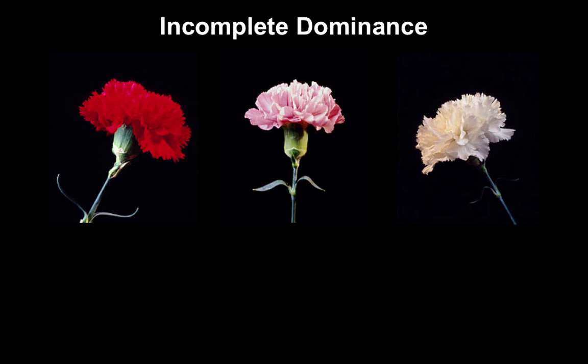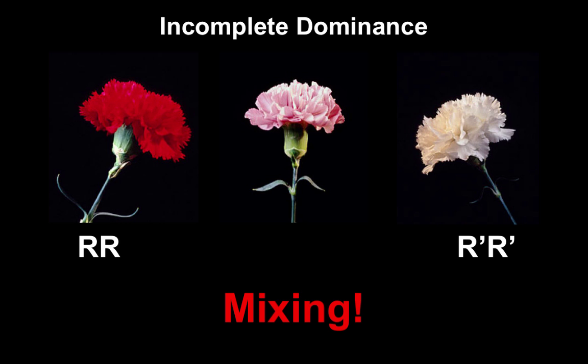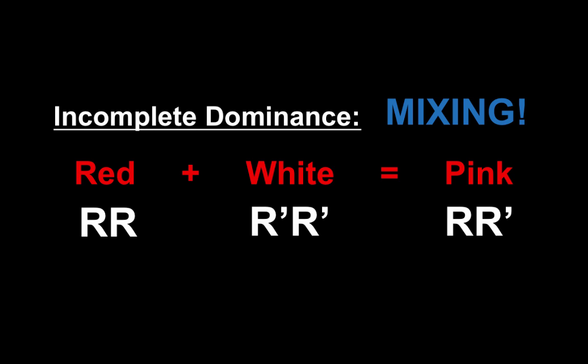And I'm going to write this in a different way in order to show that this is a different type of inheritance. And the way that this works is it's mixing. So I always think of incomplete as mixing or in between. So in between red and white is pink. And so I would write a red flower as big R, but I'm going to write a white flower not as little r's, but I'm going to put a little apostrophe above them called a prime. So that's R prime, and then R R prime, which would be the heterozygous genotype, would give me pink. So again, red plus white equals pink.